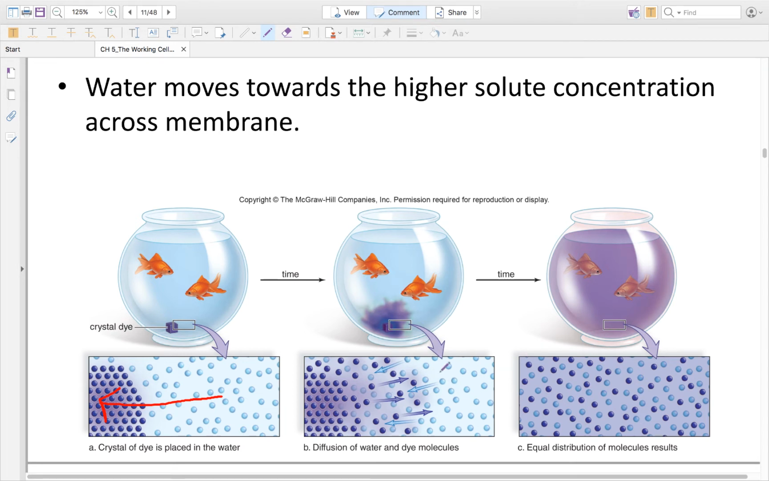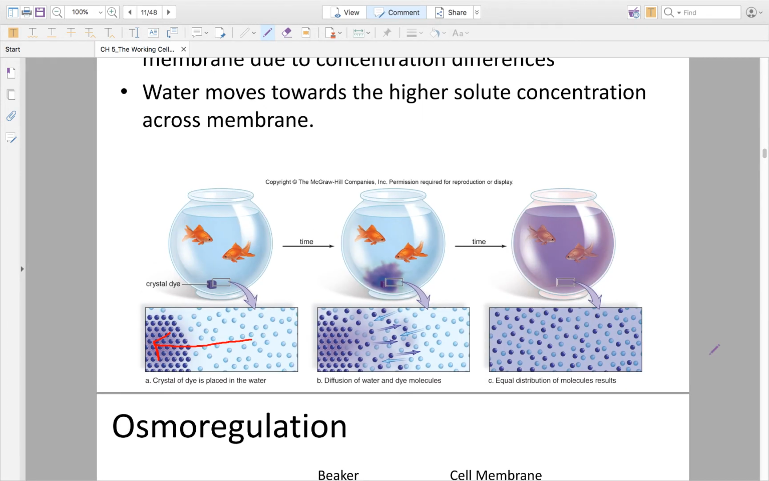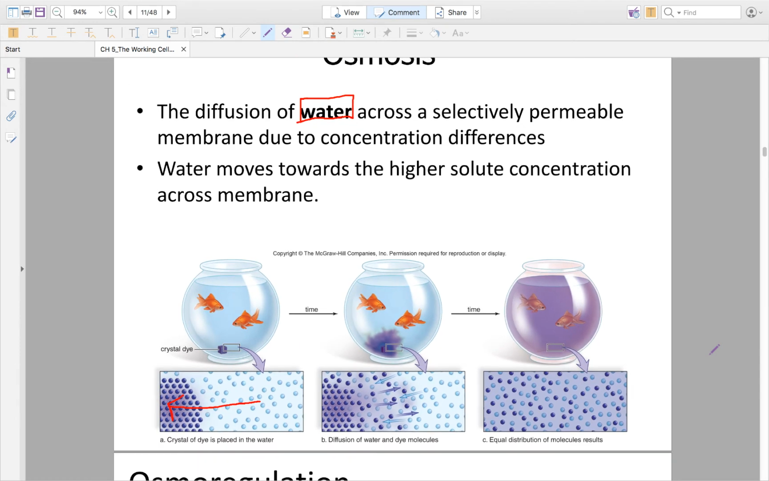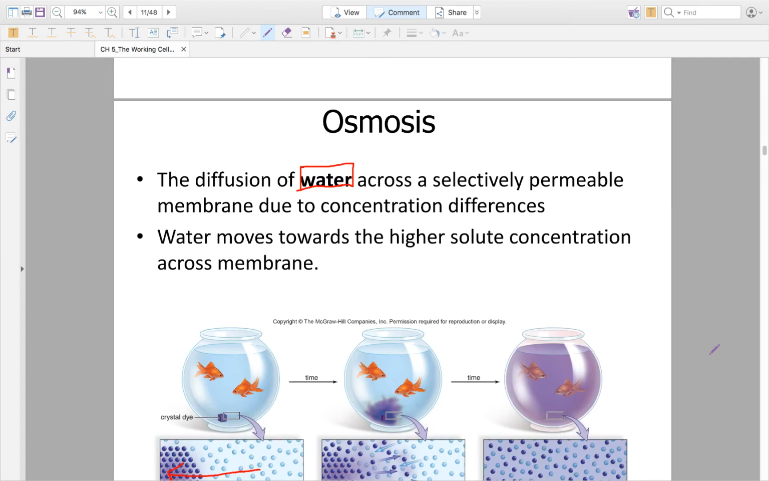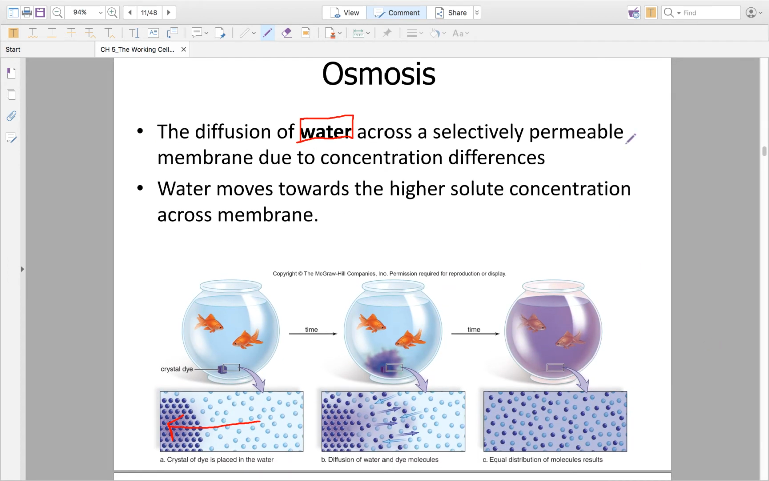Water's diffusing towards the crystal dye molecules until it has reached equilibrium, until the water molecules and the dye molecules are equally distributed throughout the whole entire area. That's what water does naturally. We're going to watch a couple of animations on osmosis and osmoregulation.